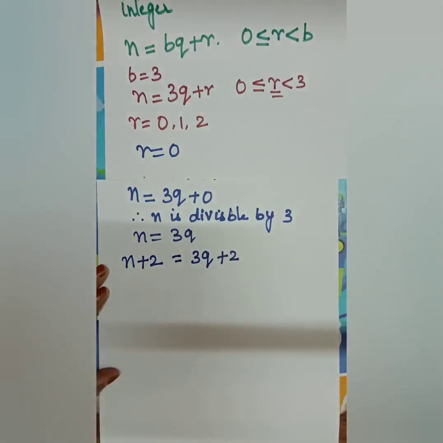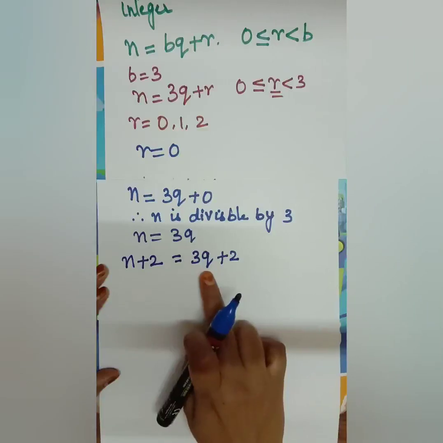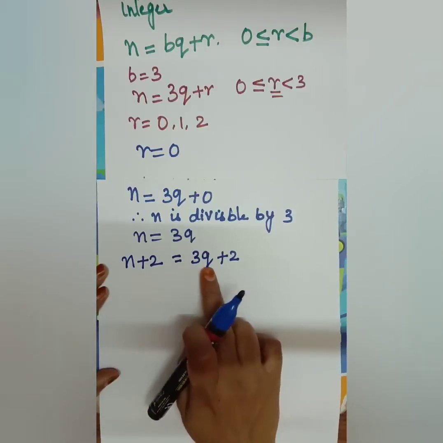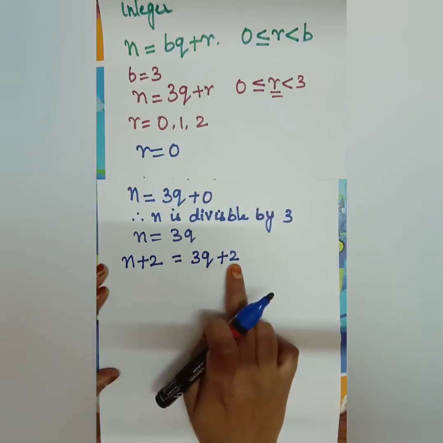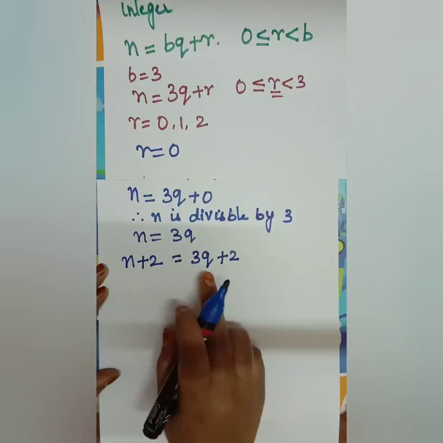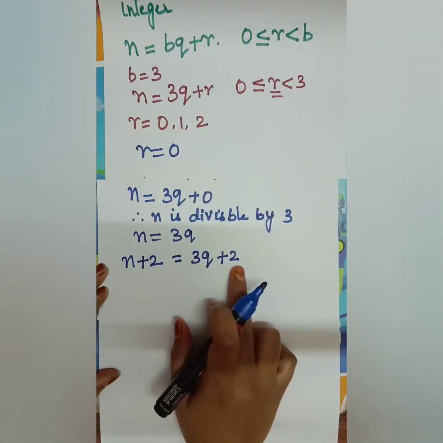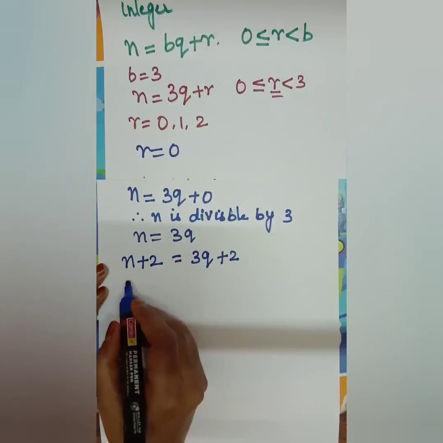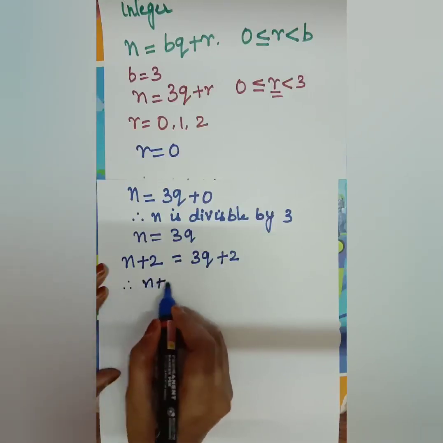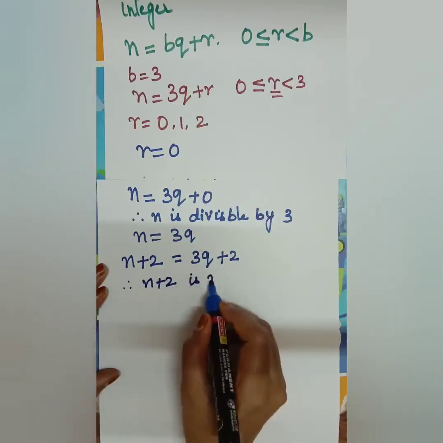Now check whether this is divisible or not. Put q as 1. 3 ones are 3, and 3 plus 2 is 5. 5 is not divisible by 3. Again, check by putting q as 2. 3 twos are 6, and 6 plus 2 is 8. 8 is not divisible by 3. That means n plus 2 is not divisible by 3.